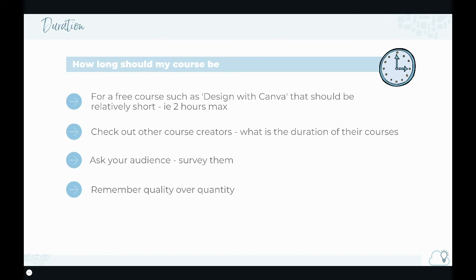Check out other course creators, okay? So you go to Udemy, you see how long those courses are, and you can kind of get an idea of what students are wanting for that type of course, okay? That's important. Ask your audience, survey them. Again, make sure they're really targeted questions because you might get the wrong answers and then you'll create a course that no one buys, okay?